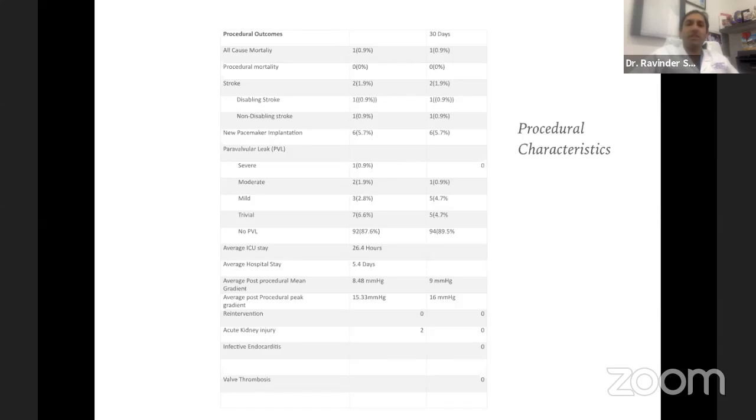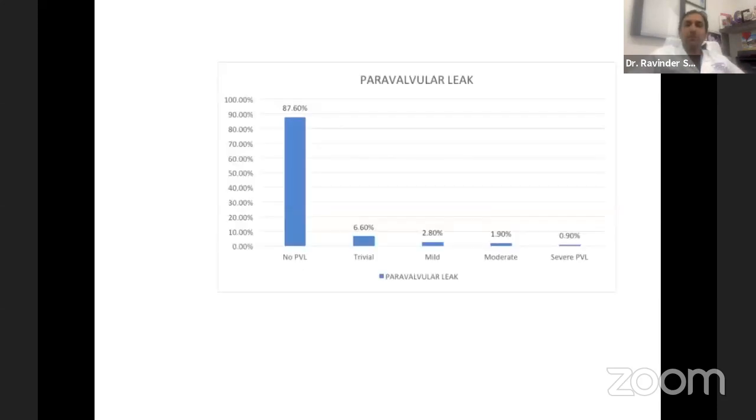Moderate paravalvular leak was seen in 1.9%, mild in 2.8%, trivial in 6.6%, and 87.6% of patients had no PVL post-procedure and even at the time of discharge. Average ICU stay was 26.4 hours, average hospital stay was 5.4 days, and average post-procedure mean gradient was 8 millimeters of mercury. This is the graph showing paravalvular leak. 87% of patients did not have any paravalvular leak.